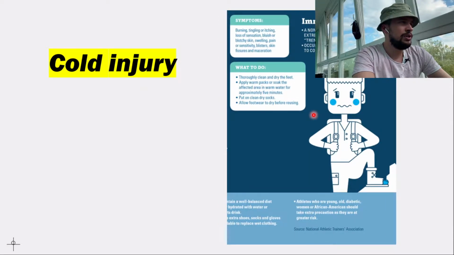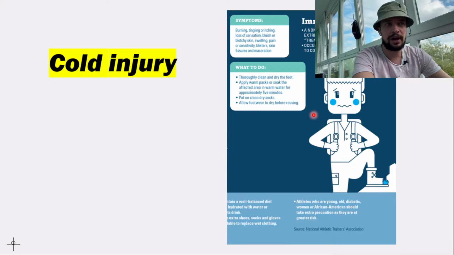And the last one is immersion foot. It's important too because it can happen with everybody.